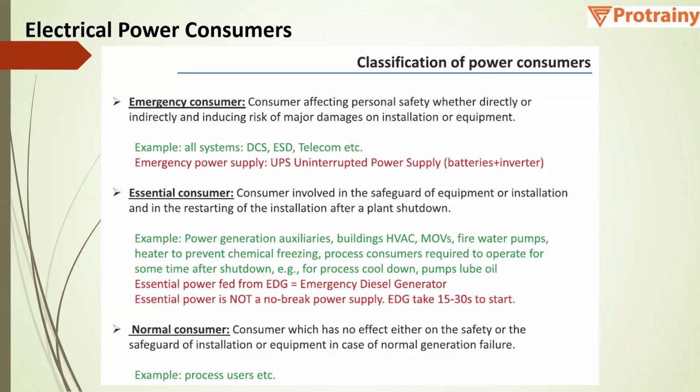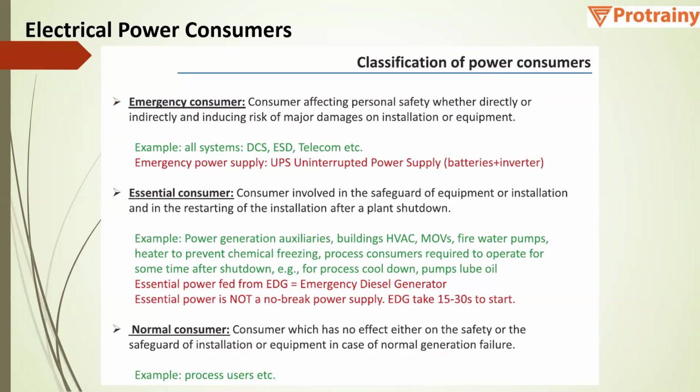Then come the essential consumers. Essential consumers are the ones next to the emergency consumer. The power may go for a fraction of a second, like 10 seconds, while switching over from AC to DC in case of power cut. This includes building HVAC system, motor operated valves, fire water pumps, then heaters to prevent chemical freezing in certain cases. These are the essential consumers, and they are fed with emergency diesel generator in case of power break.